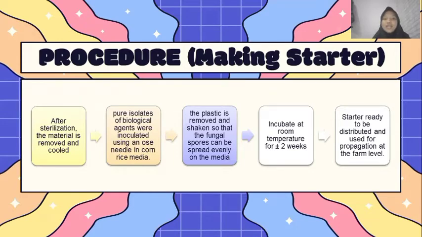The next one is pure isolates of biological agents were inoculated using an ose needle in a corn rice media. Next, the plastic is removed and shaken so that the fungal spores can be spread evenly on the media. Next, incubate at room temperature for more or less 2 weeks. And the starter is ready to be distributed and used for propagation at the farm level.